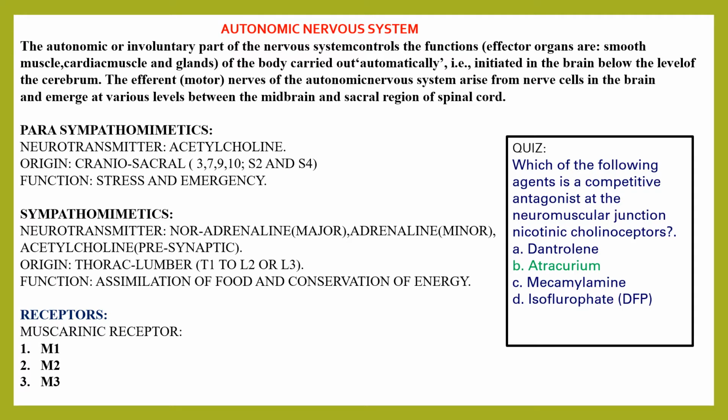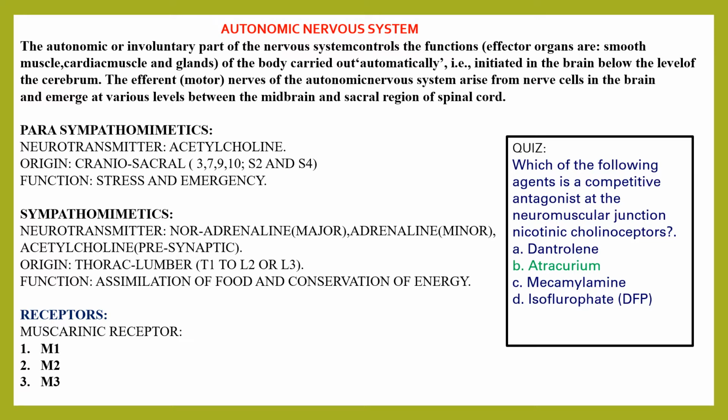In the parasympathomimetics, the neurotransmitter is acetylcholine. The function of the parasympathomimetics, it is useful in the stress and emergency cases. In the sympathomimetics, the neurotransmitter is noradrenaline, which is the major part, adrenaline is the minor part, and the acetylcholine, which is a presynaptic. And the function is assimilation of food and conversion into energy.